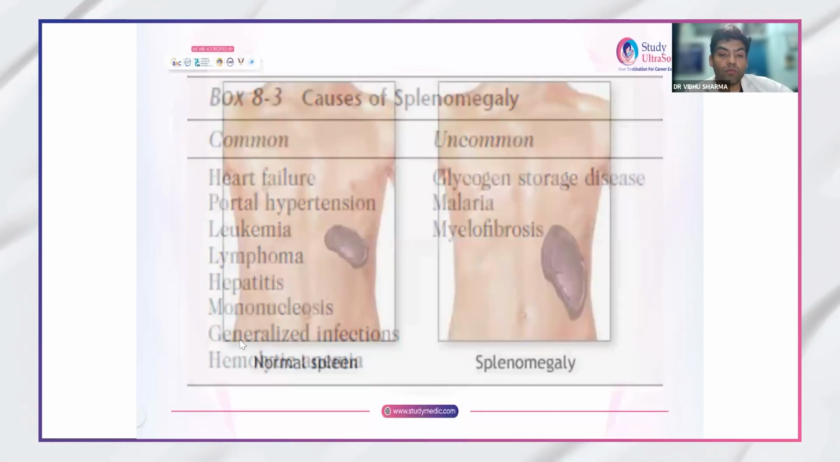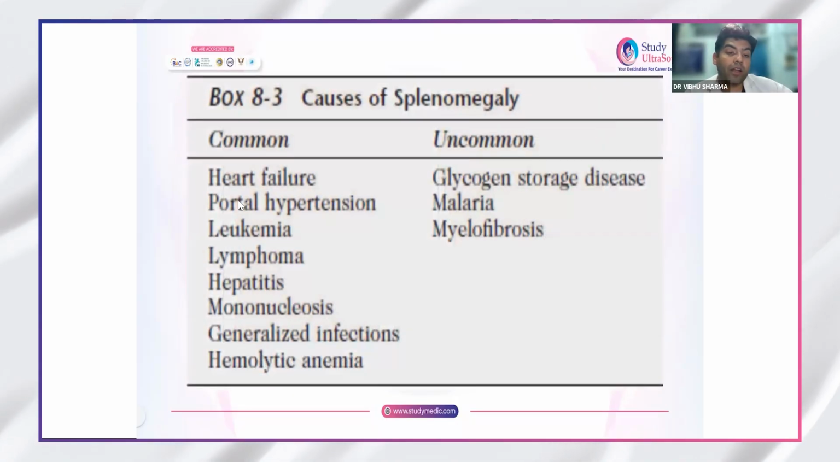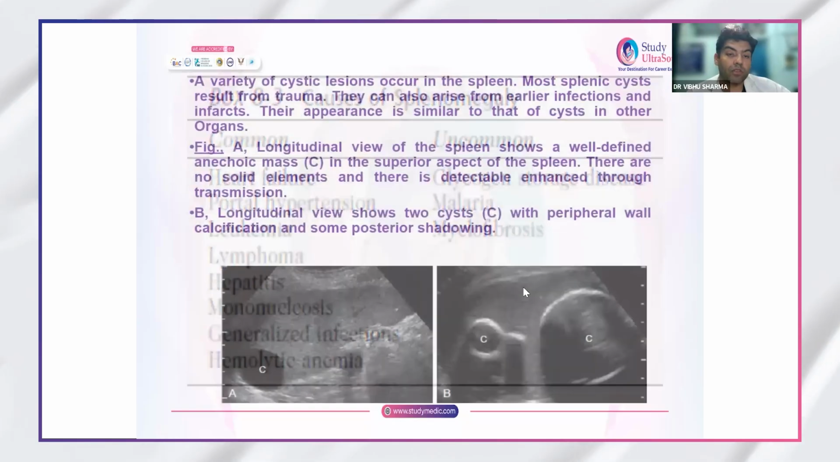So what are the main causes for splenomegaly? Heart failure, portal hypertension, leukemia, lymphoma, hepatitis, mononucleosis, hemolytic anemia, general infection. Uncommon are glycogen storage disease, malaria, myelofibrosis.